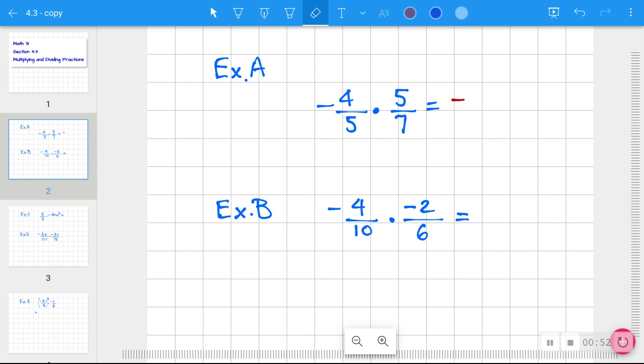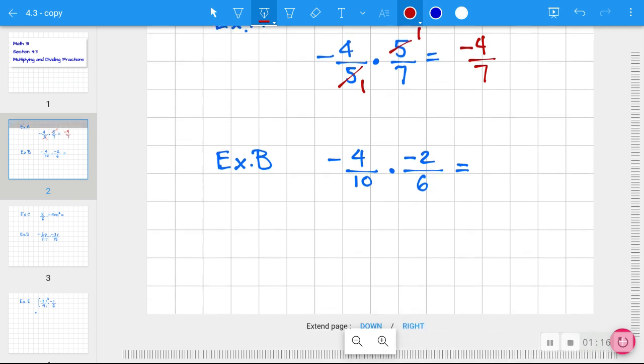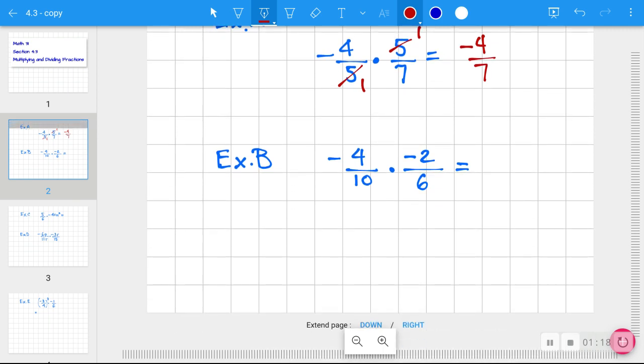When you have a multiplication problem, and I want to emphasize that, only do this when there's a multiplication, you can cross cancel. So for instance here we can divide this by 5 and divide this by 5. And what that does is make your answer pop out a lot sooner. Negative 4 times 1 is negative 4, and 1 times 7 across the bottom is just 7. Okay, so we're going to take advantage of cross-canceling as much as possible.